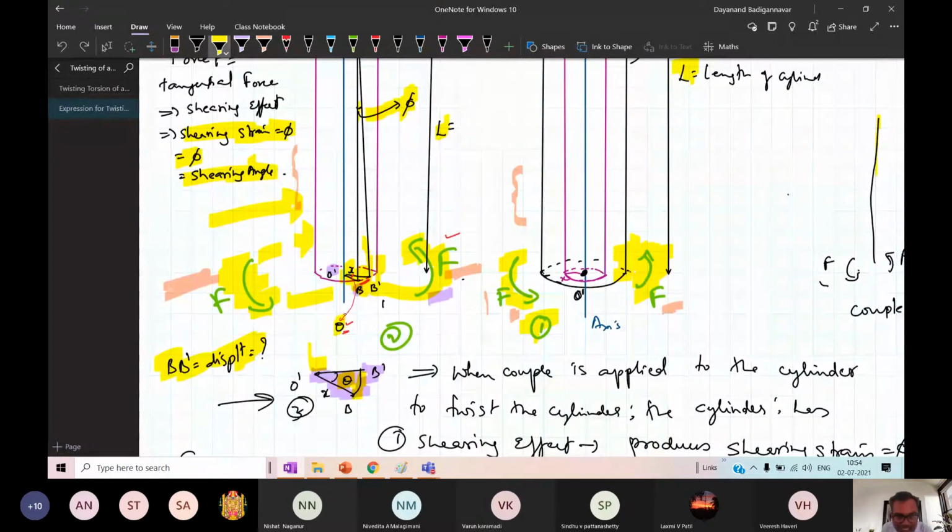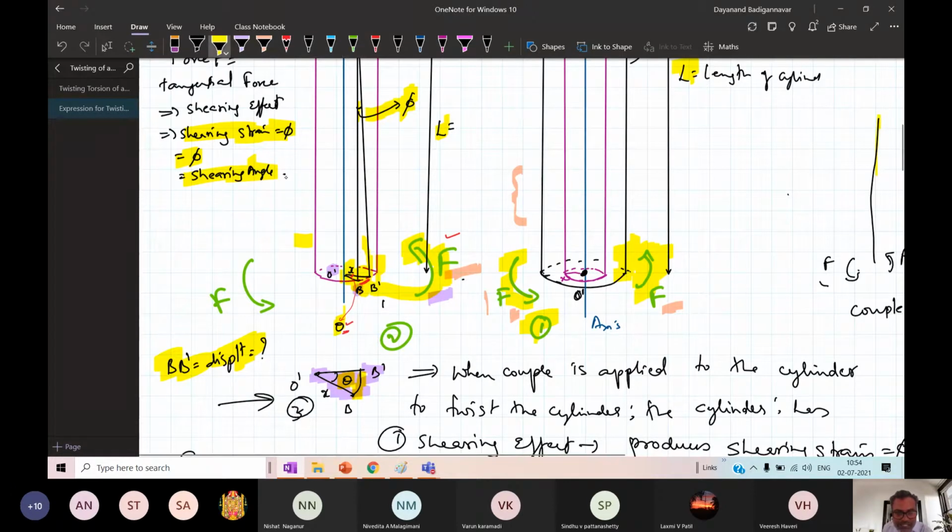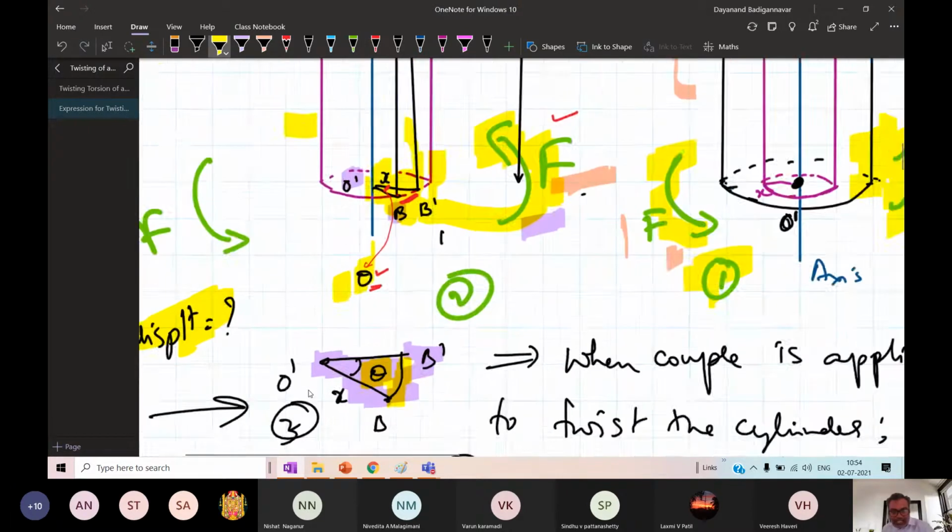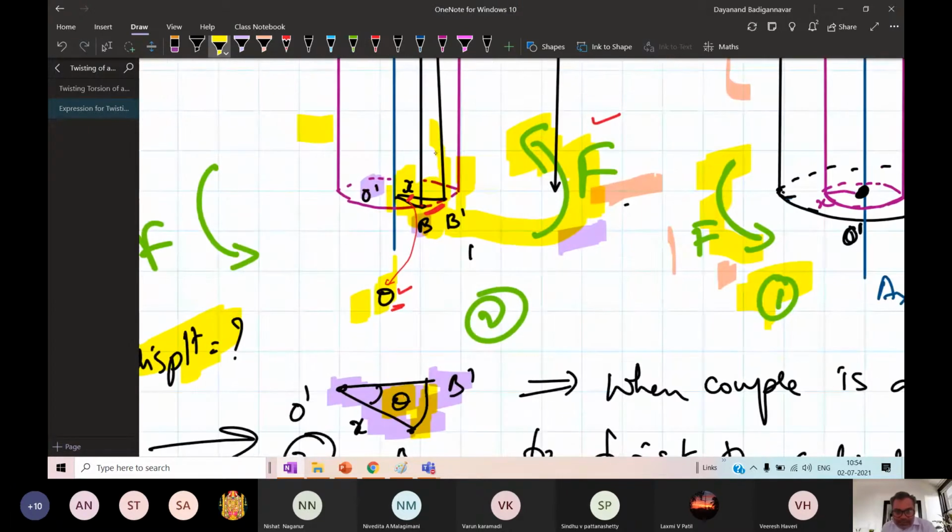So what is the twisting angle? Now look here. This is the twisting angle, theta. You can see here, this is the twisting angle. Where is this theta? Look here, I will zoom it. This is the theta.